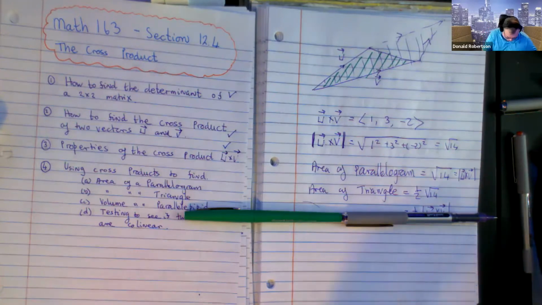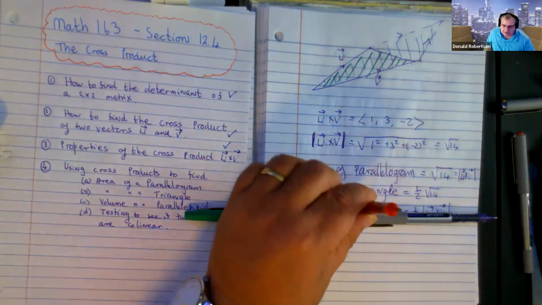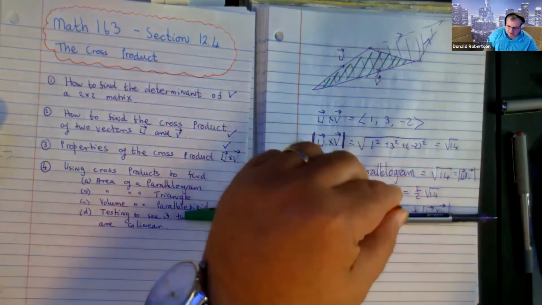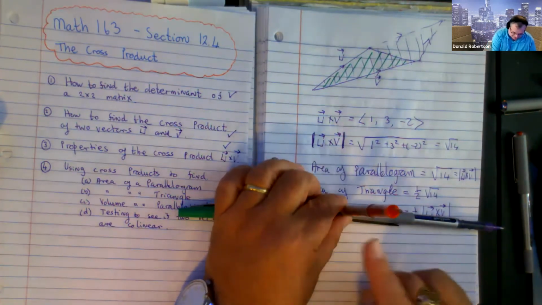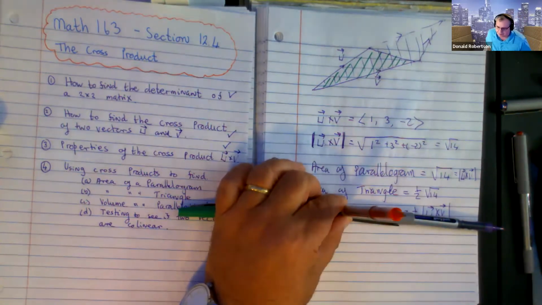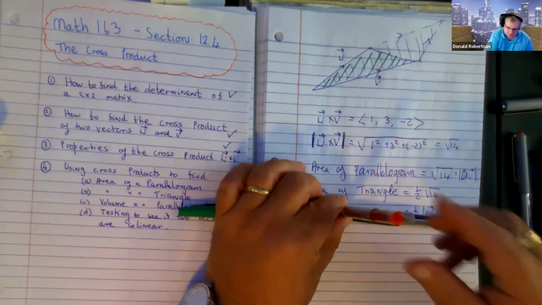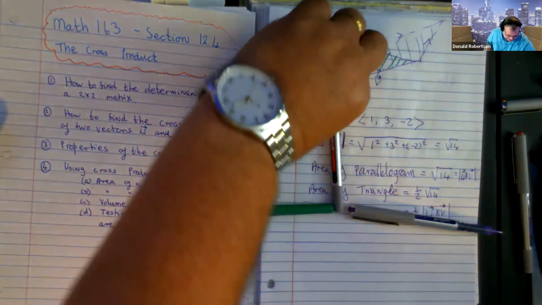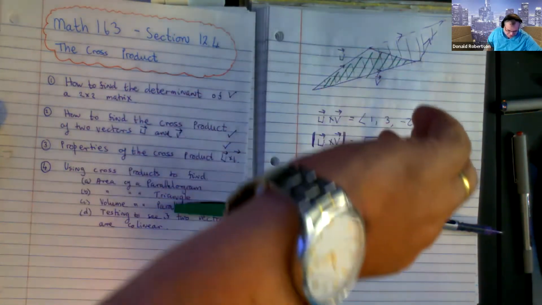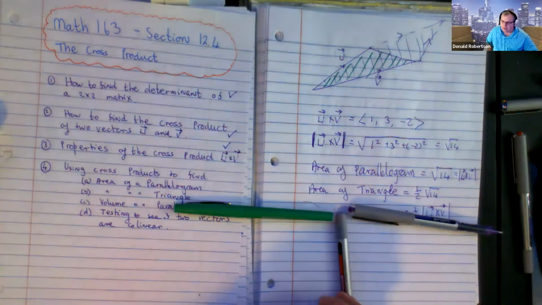And the argument is that this guy is perpendicular to both vectors. But wait a minute, isn't any guy I want to rotate from here to here also perpendicular to both of them? Do you see there's no unique answer?